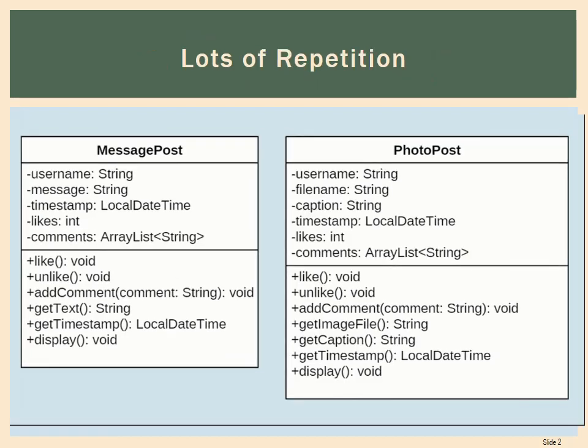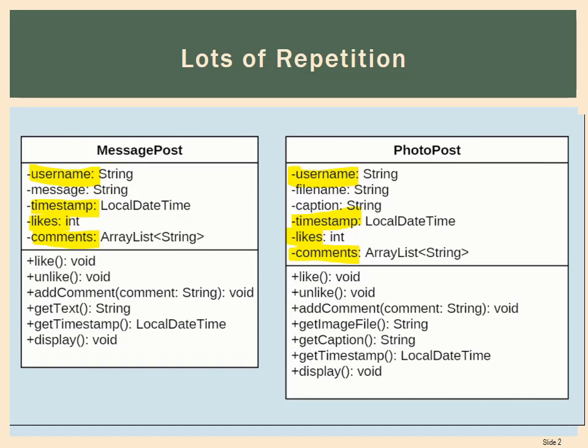So let's look at this repetition between the two kinds of posts in more detail. You'll notice that both the message post and the photo post have a username. They both have a timestamp. They both have the number of likes. They both have a list of comments. So that's what the two classes have in common.